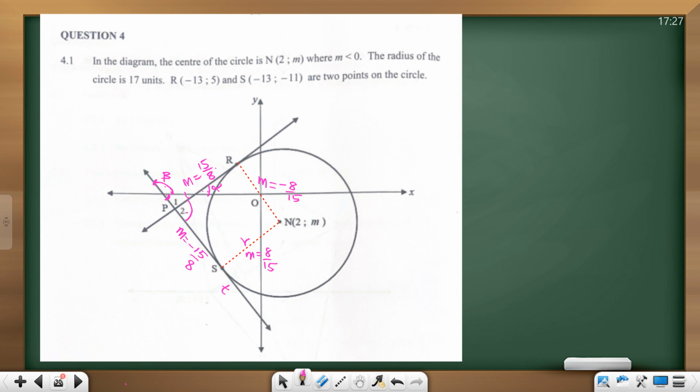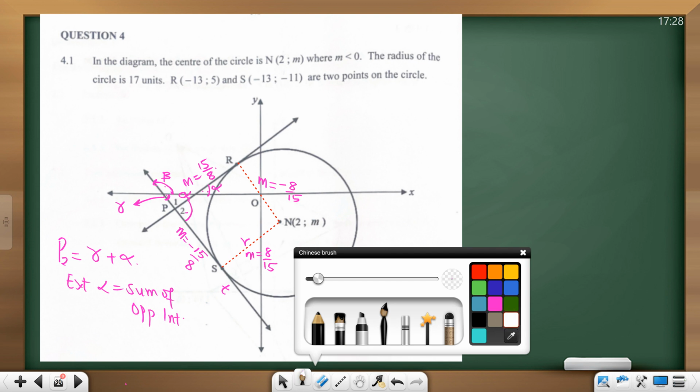Then P2 would be a sum of these two angles. Let me label all of this. This is going to be alpha, right? This one, let's call it gamma. Angle P2 will therefore be gamma plus alpha. Why? Exterior angle equals the sum of the opposite interior angles. I don't know if it makes sense, but let's do it together.